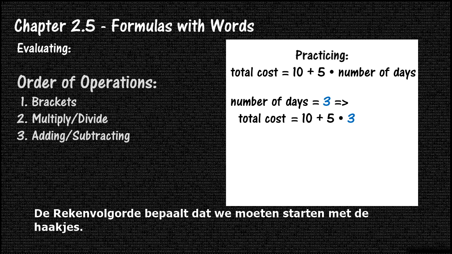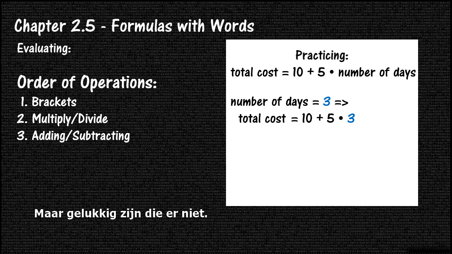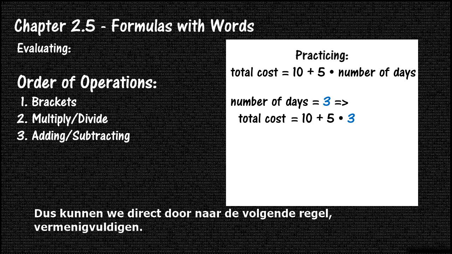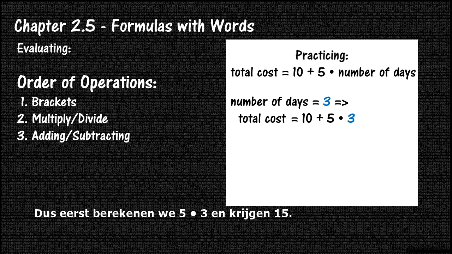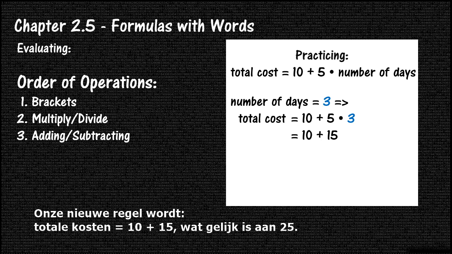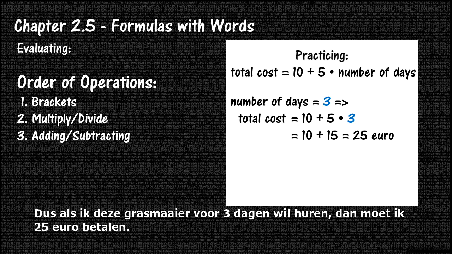The order of operations states that I have to start with any brackets, but luckily there are none. So we can directly go to the next line, multiplying. So first we multiply 5 times 3 and receive 15. Our next line will be total cost is equal to 10 plus 15, which is 25. So if I want to rent this lawnmower for 3 days, I have to pay 25 euros.